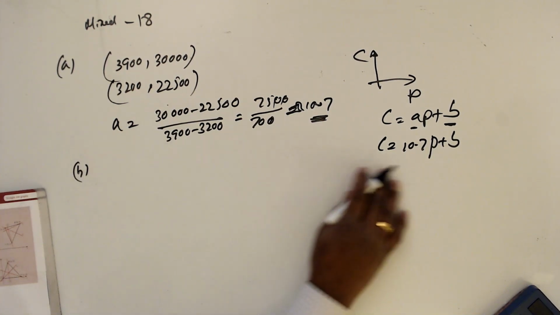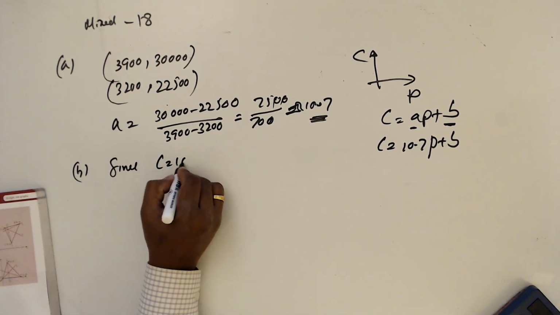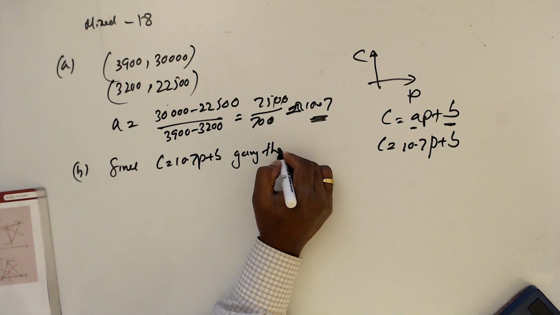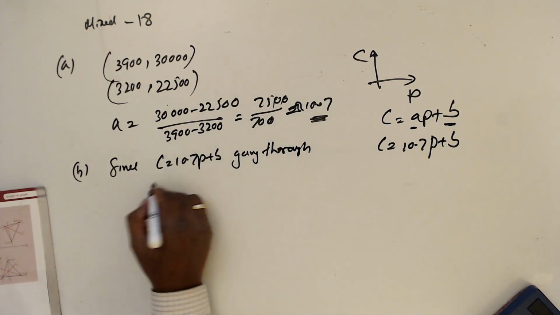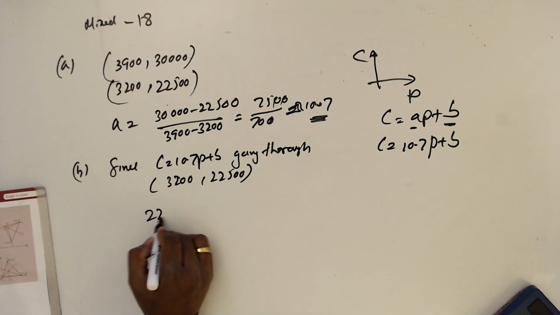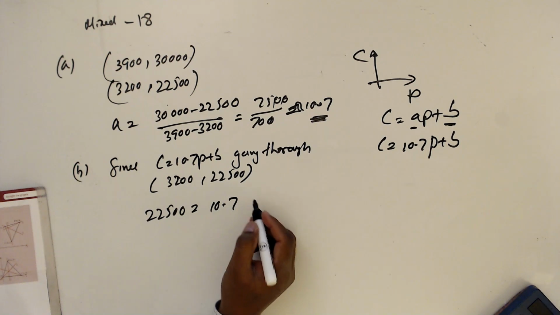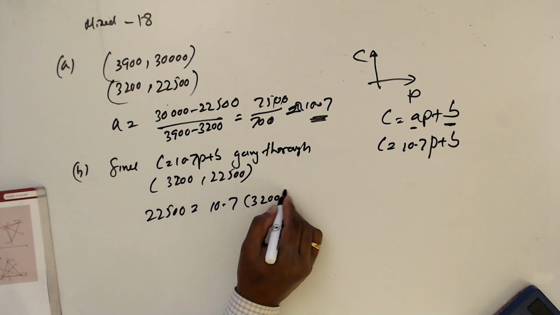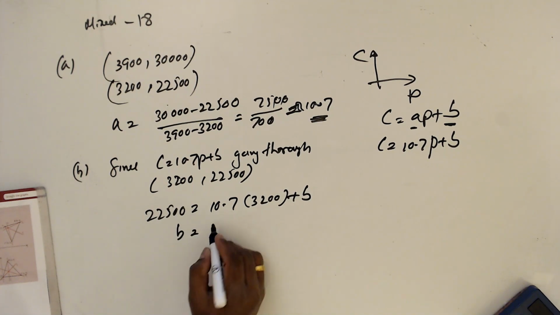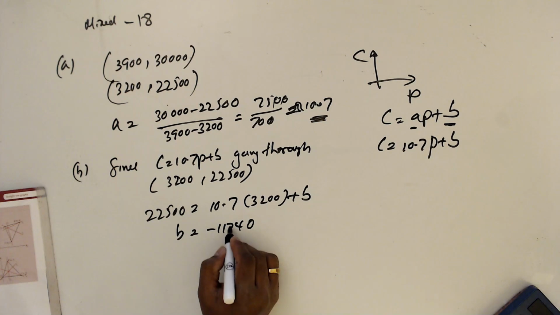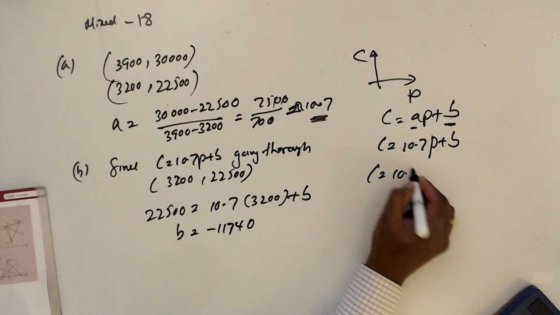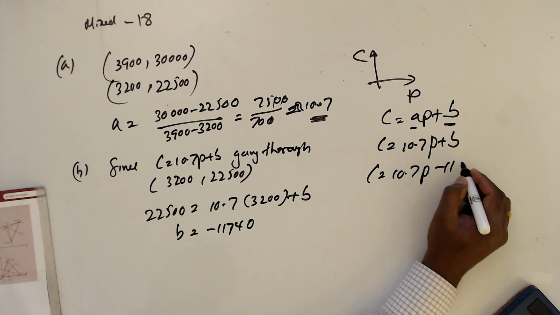Part B, we have to calculate this formula. Since C equals 10.7P plus B, going through 3200, 22,500, then 22,500 equals 10.7 times the P value, 3,200, plus B. So you will get B equal to minus 11,740. Now C equals 10.7P minus 11,740.